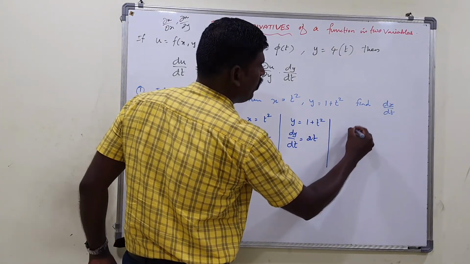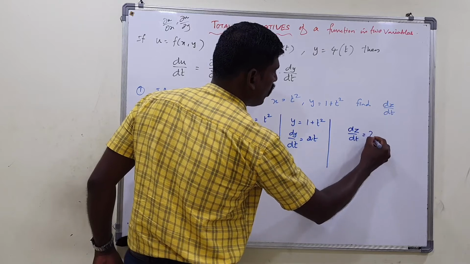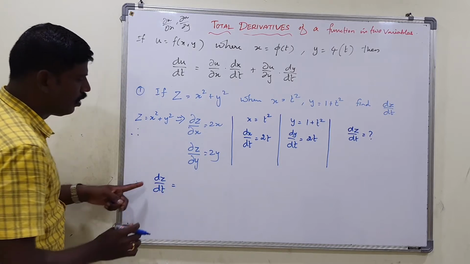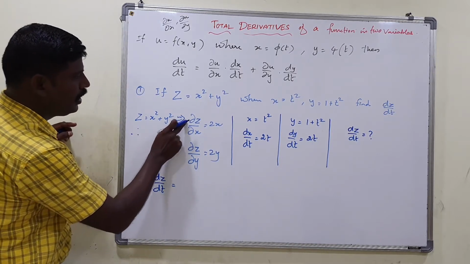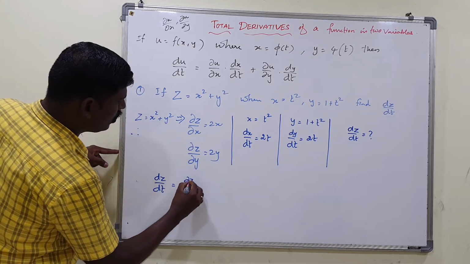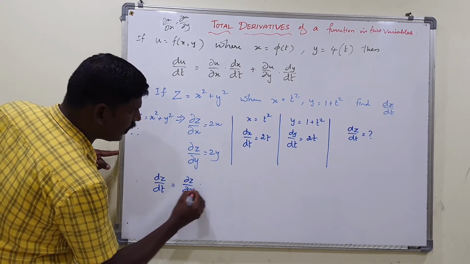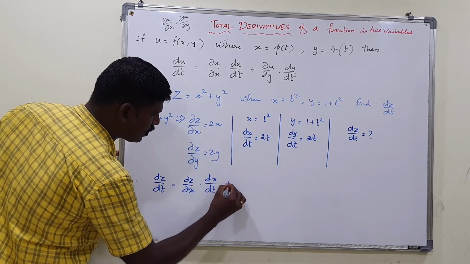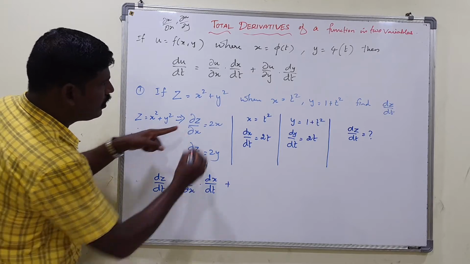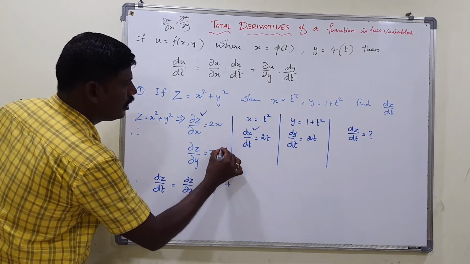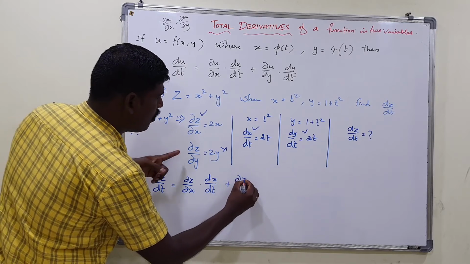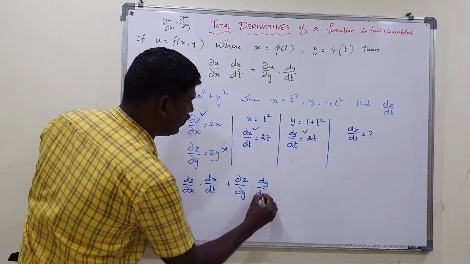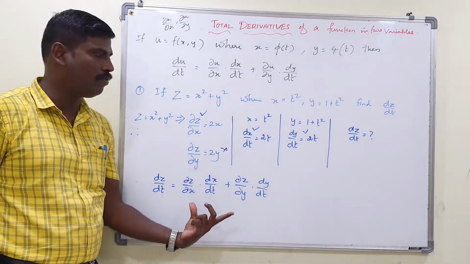Now what I am going to find is dz by dt. So what is the formula for dz by dt? No need to memorize it, okay? Let us start with dz. What is z? Dou z by dou x into dx by dt plus, then we finish x with x, and then take y with y: dou z by dou y into dy by dt. That's all. Any difficulty writing this formula?